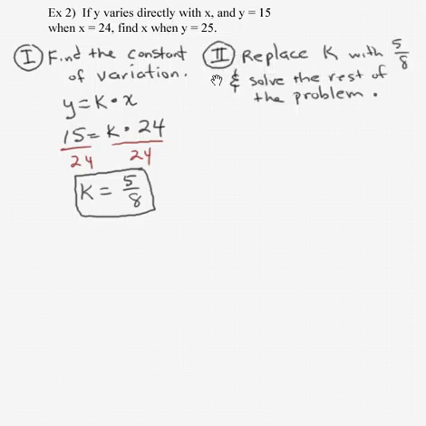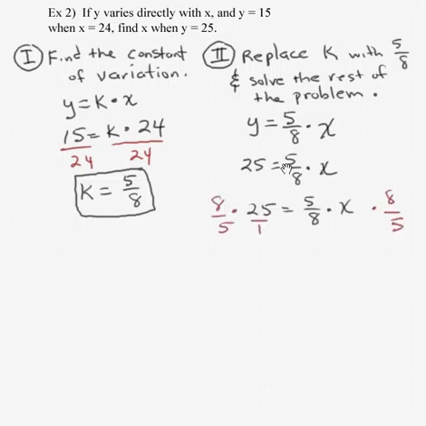For part 2, let's take the equation y equals k times x, replace k with 5/8, and we get y equals 5/8 times x, since 5/8 is our constant. Then let's read on. Find x, so that stays a variable, when y is 25, so we replace y with 25. Now we'll solve for x, multiply both sides by the reciprocal, 8/5. On the right, that leaves me with x. On the left, 5 and 25 cross reduce to 5. 5 times 8 is 40, and we've solved the problem.